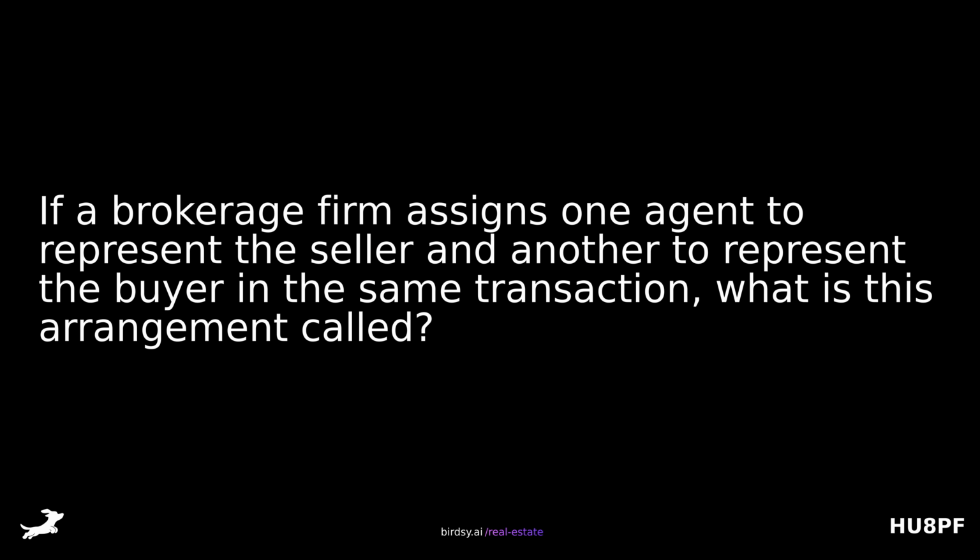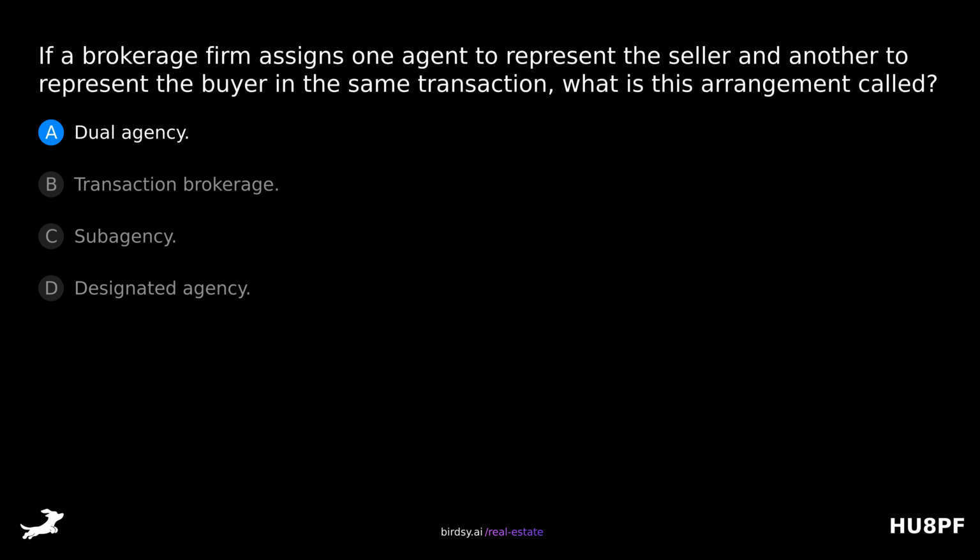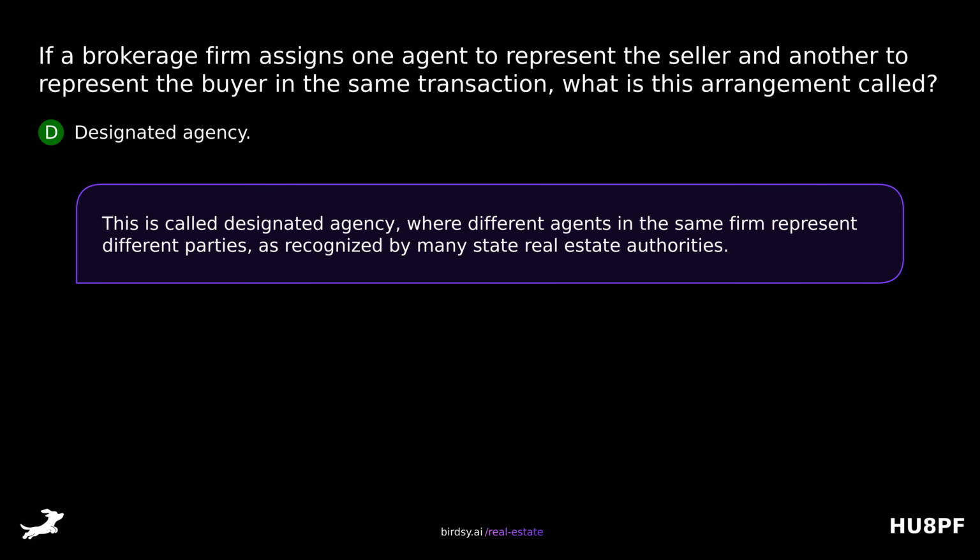If a brokerage firm assigns one agent to represent the seller and another to represent the buyer in the same transaction, what is this arrangement called? Is it A, dual agency, B, transaction brokerage, C, subagency, or D, designated agency? The correct answer is D, designated agency. This is called designated agency, where different agents in the same firm represent different parties, as recognized by many state real estate authorities.